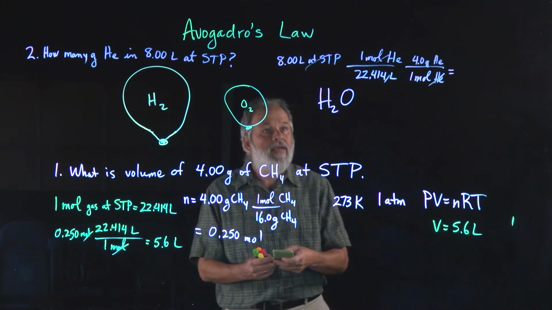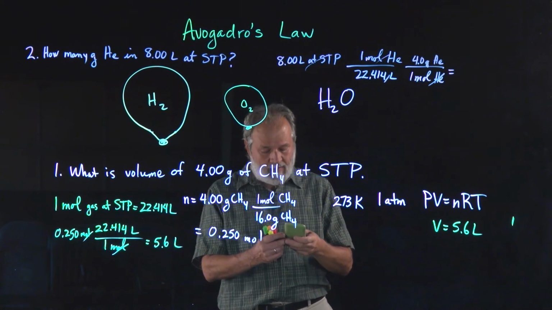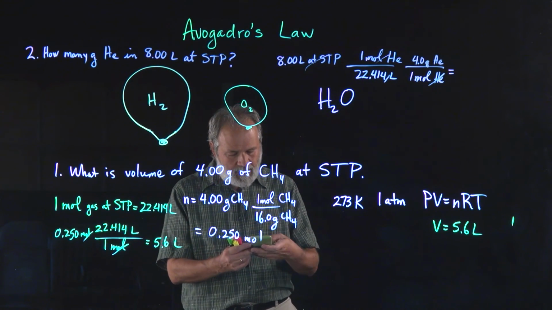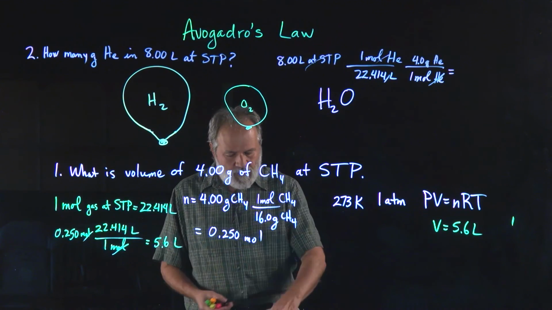Okay, so 8 divided by 22.414 times 4, that's 1.43 grams.